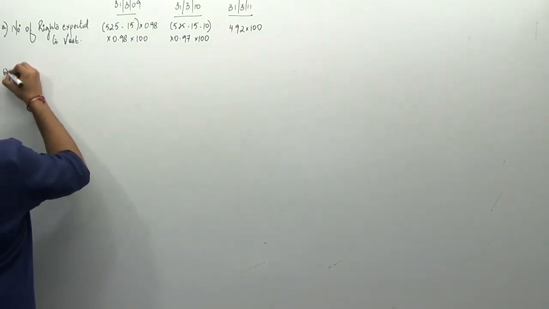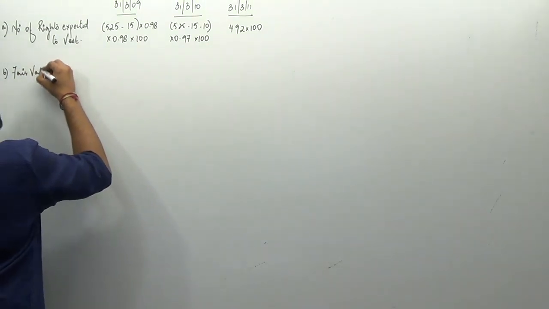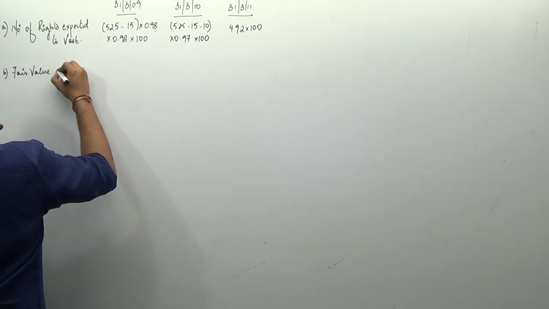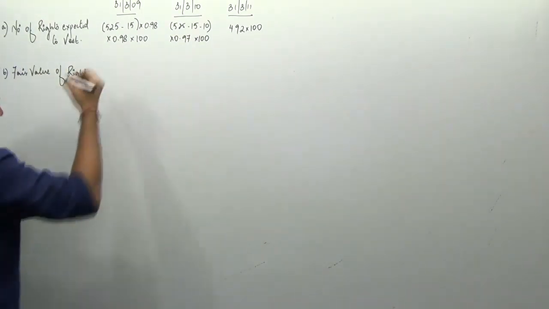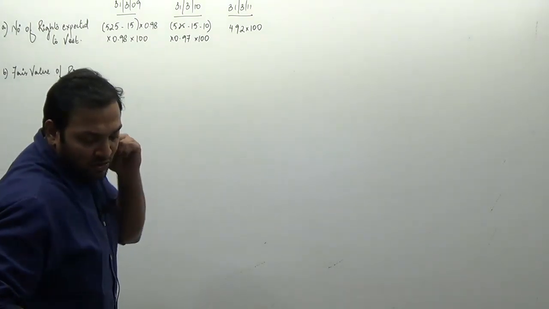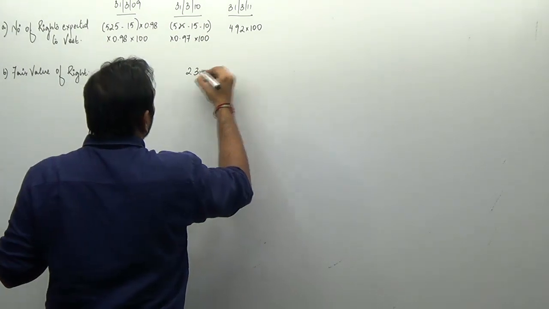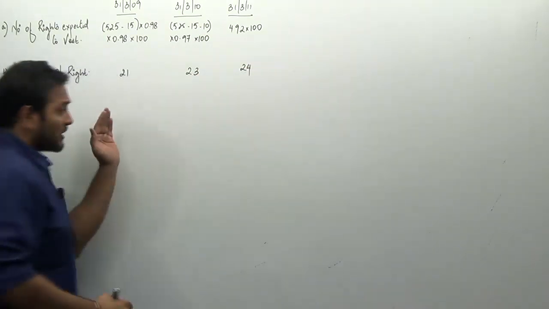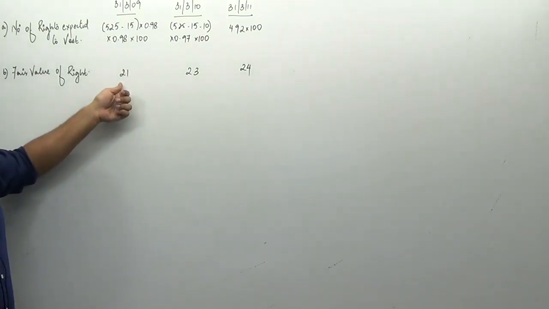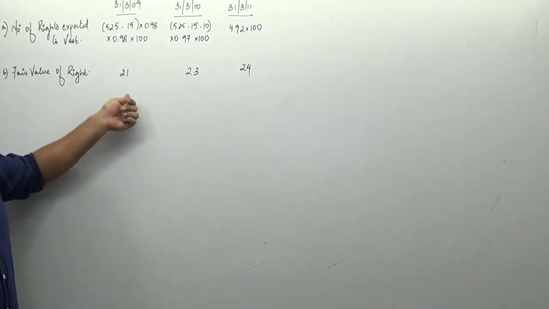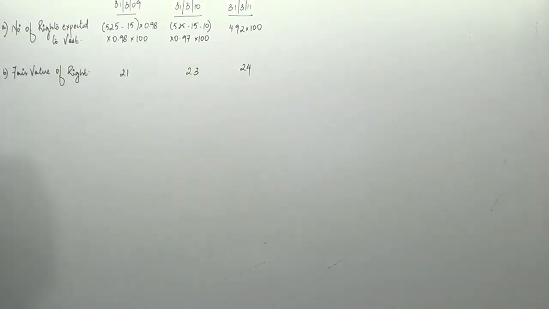You will get the number of rights expected to vest, multiply with the fair value of the right. Fair value of right is giving you the fair values, which are fluctuating: 21, 23, 24. Why is this fluctuating? That means the market price per share is increasing. Anything in excess of 125 will be received. So basically the market price kept on increasing. That's the reason why the fair value of right is also increasing.